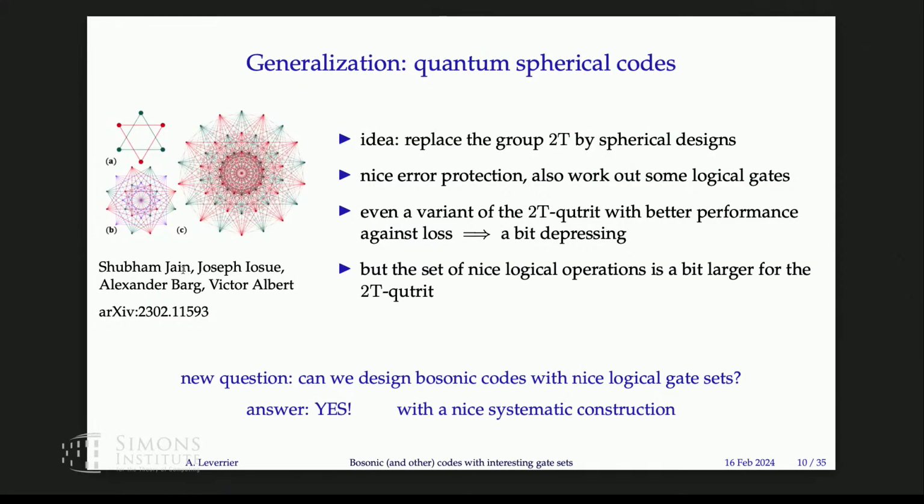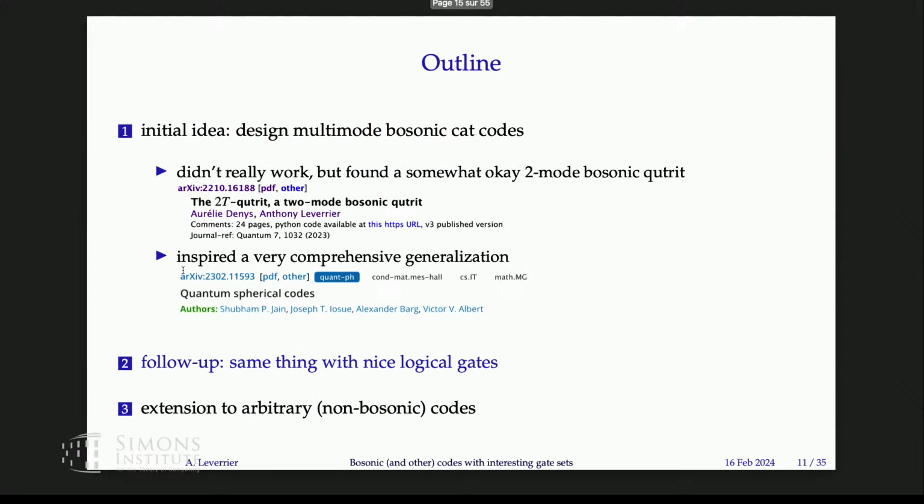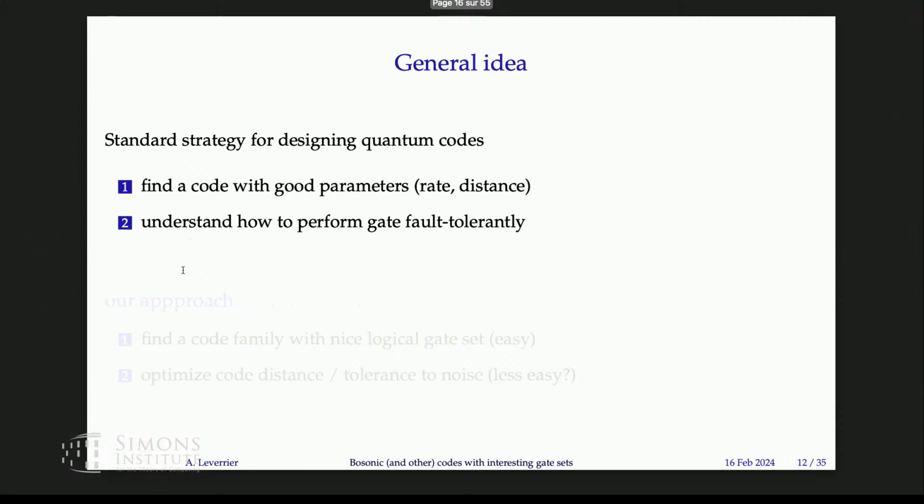In general, you can also say, can you design arbitrary codes which have a nice set of logical gates? And what I want to explain in the rest of the talk is that the answer is yes, and there's a very systematic construction to do that. This should be known, but again, I didn't find it anywhere. So what's the general idea?